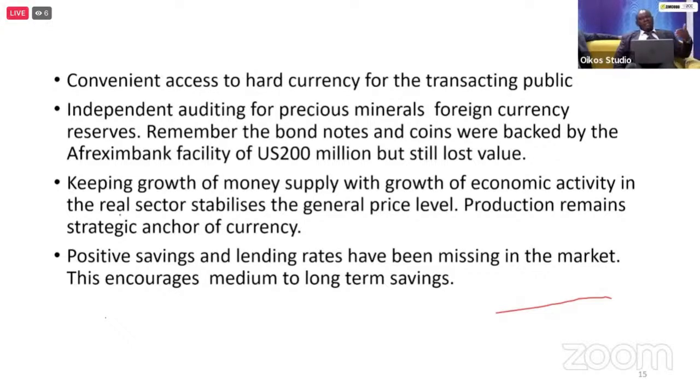As long as there is an increase in production, we expect to have no problems with the central bank also increasing money supply in that respect. But a challenge comes when the central bank increases money supply without looking at the real sector, which is the production side. Okay? So production remains a strategic angle of our currency going forward.